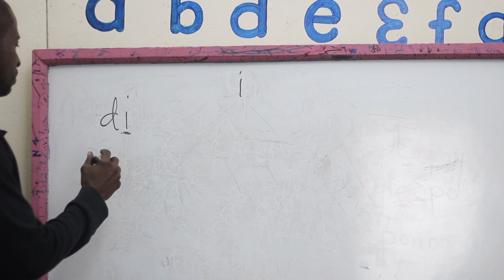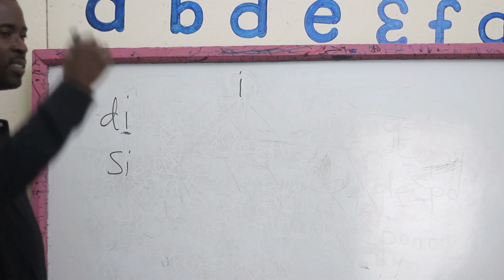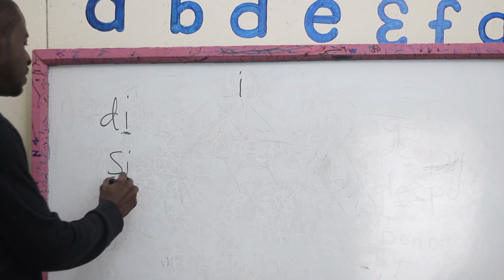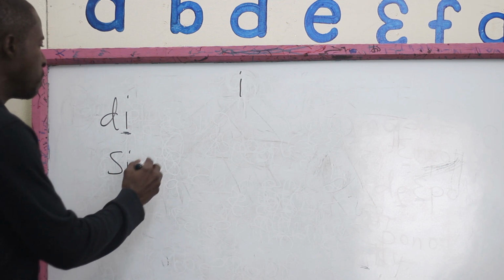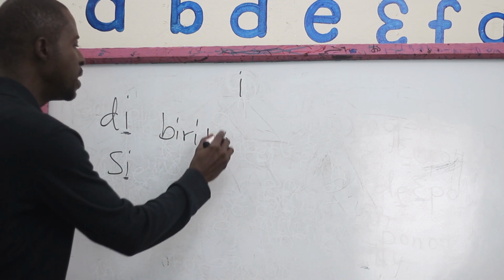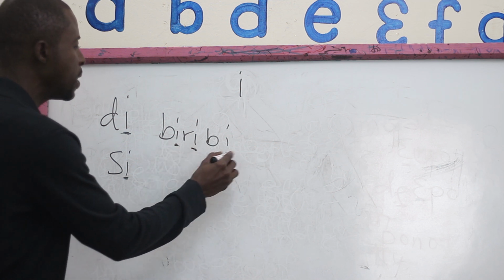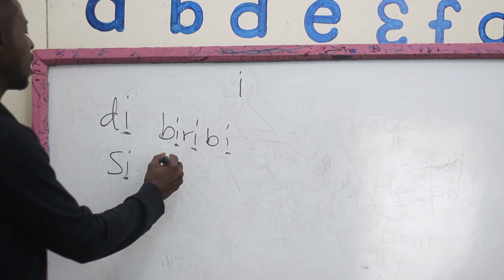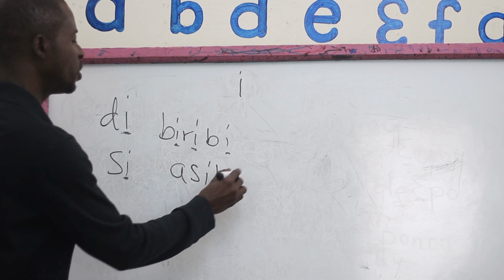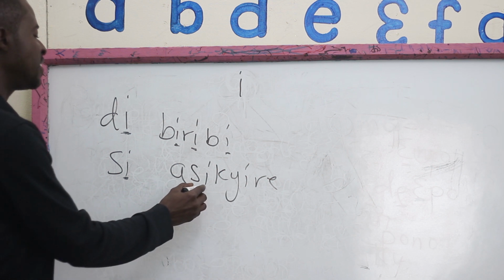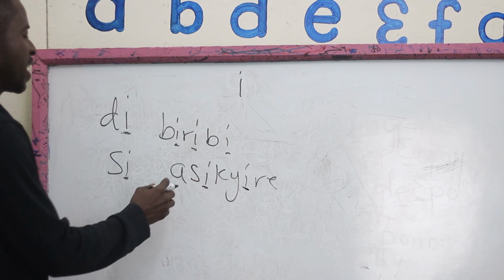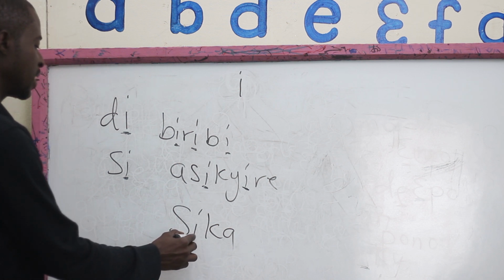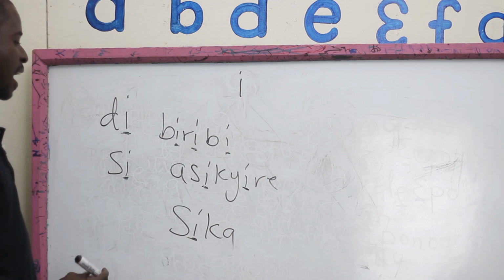We also have another word, si, to descend, or better still, to wash. Just note the pronunciation. We have biribi. We actually pronounce it as bibi, something. We have esikyire, as in sugar. Sika, money.